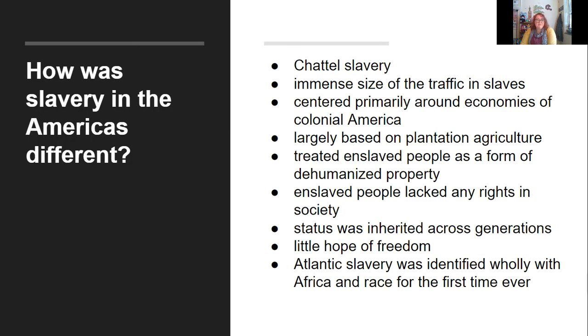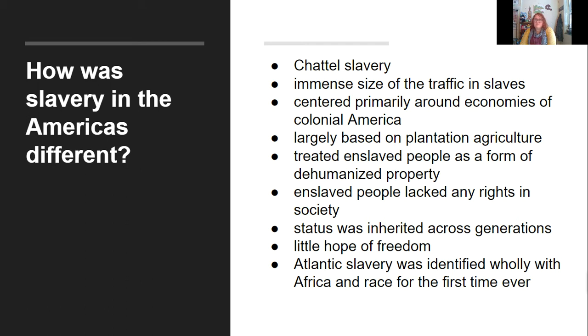So, how was slavery in the Americas different than what we've seen in history so far? Well, it was definitely chattel slavery. It was the immense size of the traffic in slaves. And it centered primarily on this colonial economic system in America, this plantation agricultural system. And the treatment of these enslaved people took the form of just dehumanization. They were less than people. They weren't even seen as people. They were seen as below humans, even below animals.